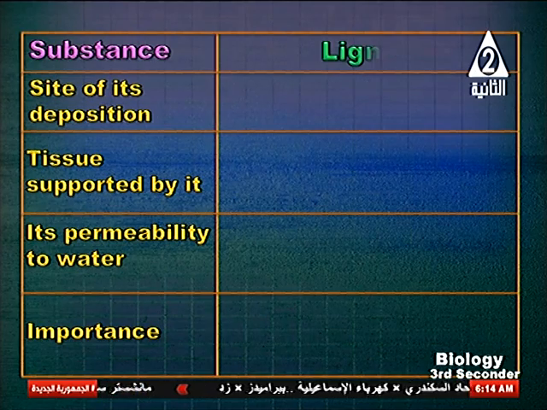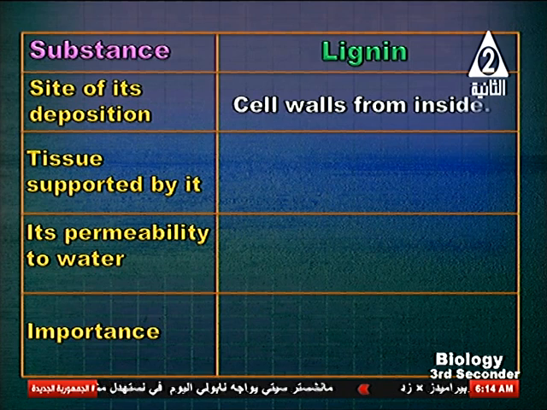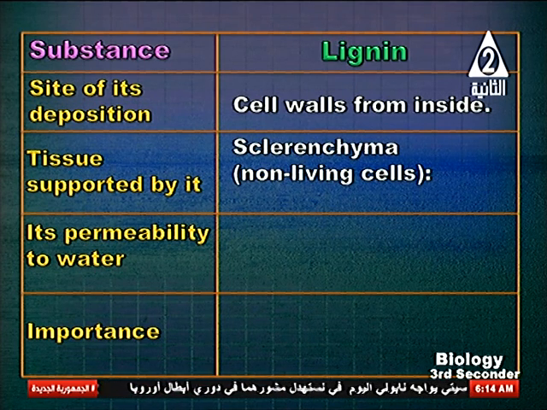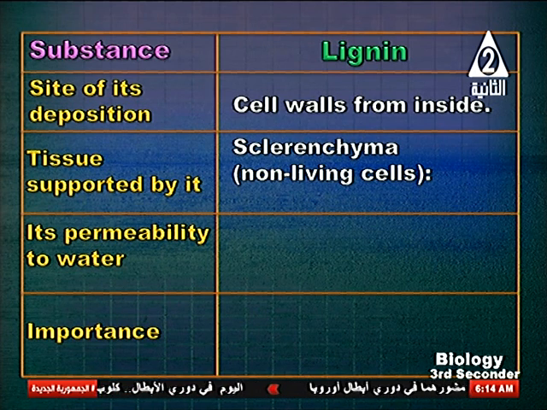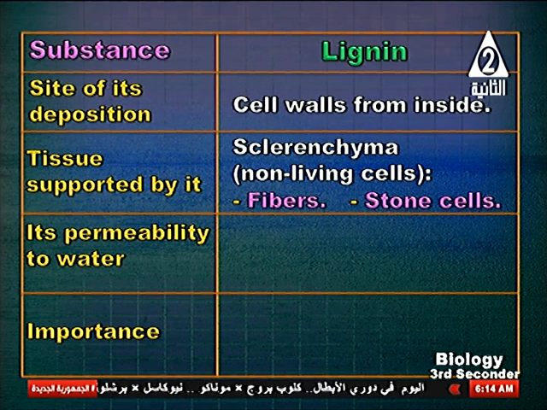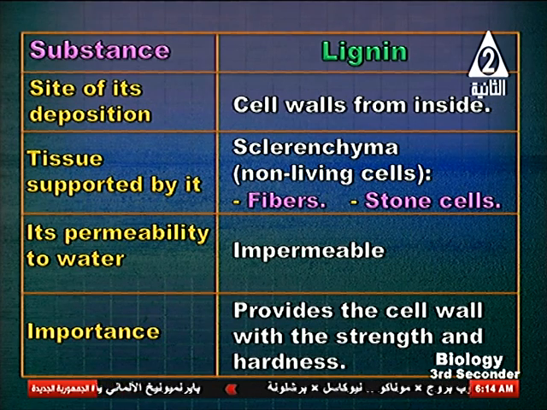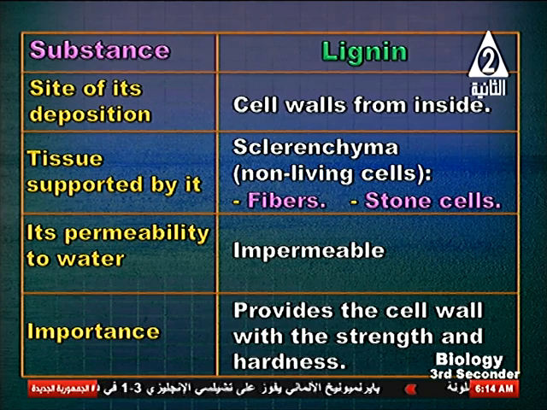Okay, another substance is lignin. Lignin is present in the cell wall from inside. It is present in sclerenchyma, non-living cells, because lignin is impermeable to water. Types of sclerenchyma are fibers and stone cells. Lignin provides the cell with strength and hardness, with less flexibility.